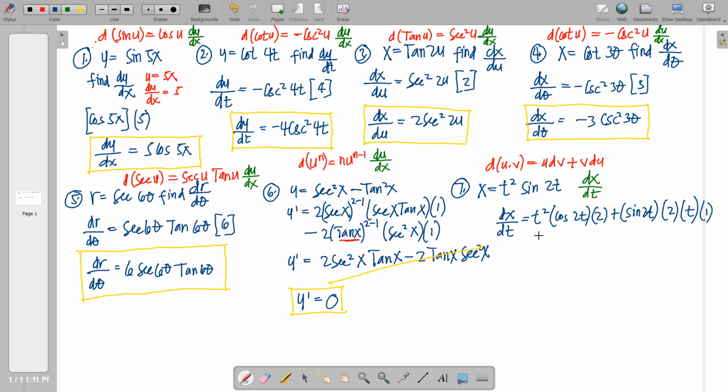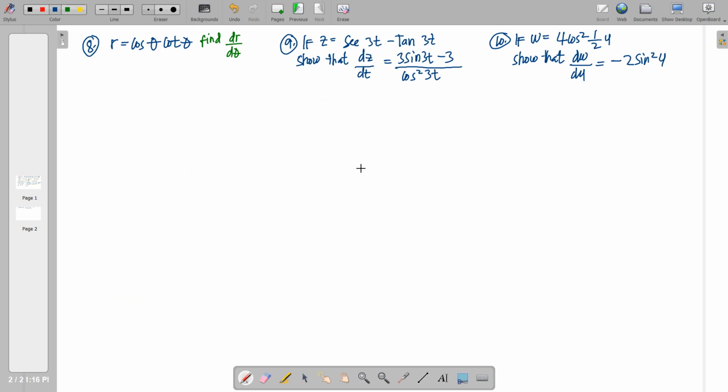So, therefore, we have here 2t squared cosine 2t plus 2t sine of 2t. So, I think this will be our answer. Say this is dx over dt. So, moving on to the next set of problems.